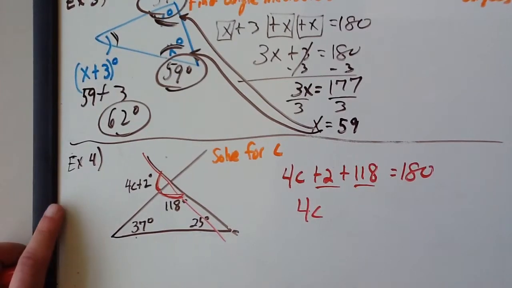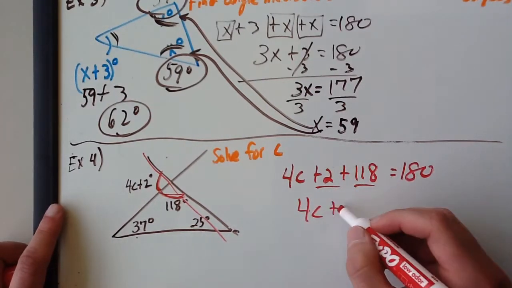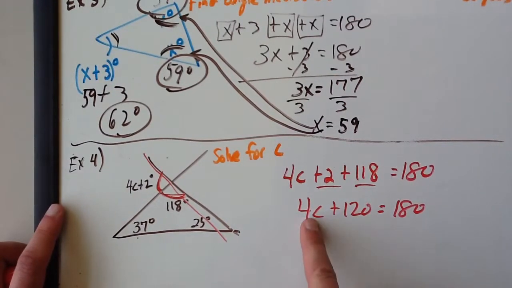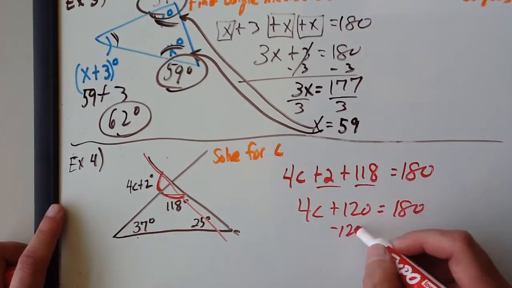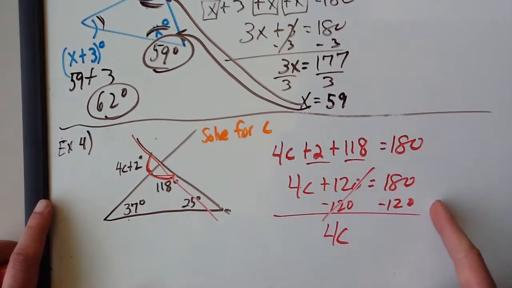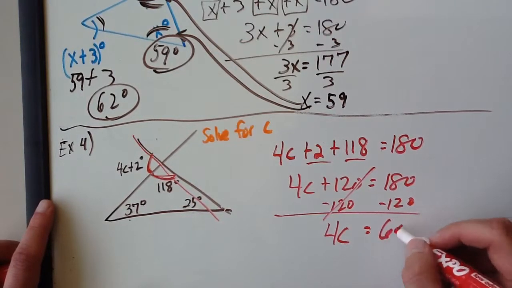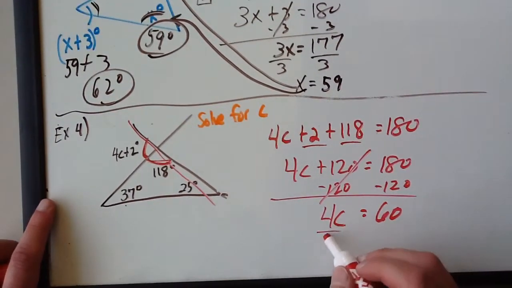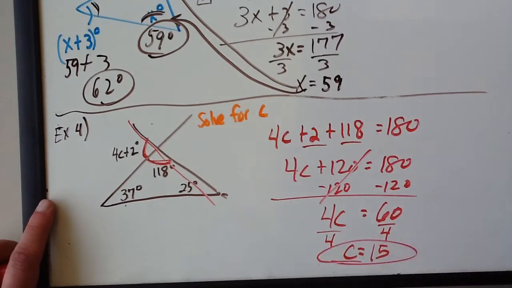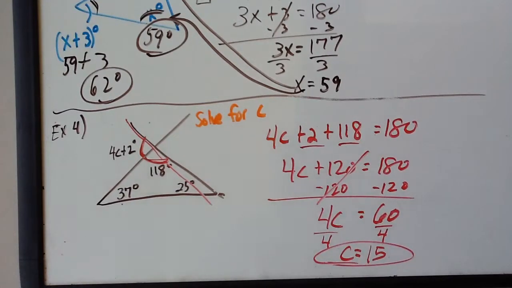I only have one c term. I add 2 plus 118 to get 120. That equals 180. Now my c term is on the left, so get the numbers on the right by subtracting 120 from both sides. Those 120s cancel, and 4c equals 180 minus 120, which is 60. Finally, solve for c by dividing by the coefficient, and c would equal 60 divided by 4, which is 15. And that's what I'm asked to solve for, so c equals 15.